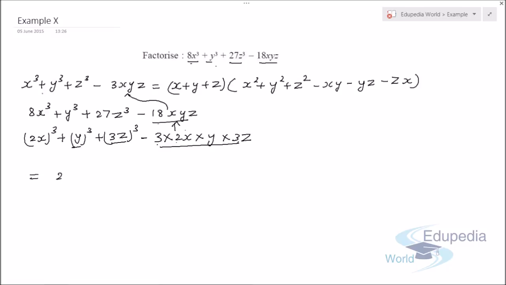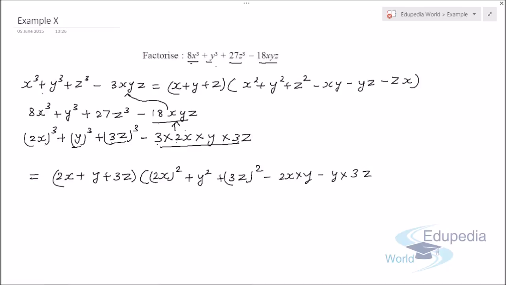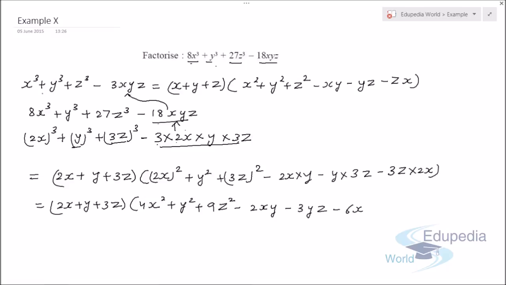So this will become 2x plus y plus 3z into 2x whole square plus y square plus 3z whole square minus 2x into y minus y into 3z minus 3z into 2x. So the answer comes out to be 2x plus y plus 3z into 4x square plus y square plus 9z square minus 2xy minus 3yz minus 6xz. So which is the factorization of the question using the identity.